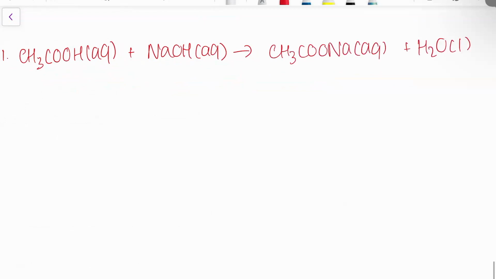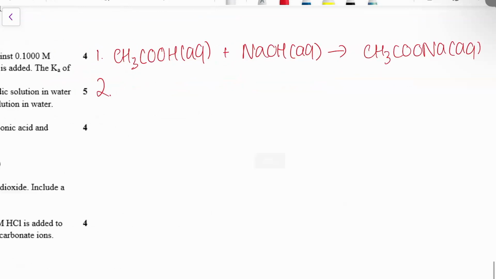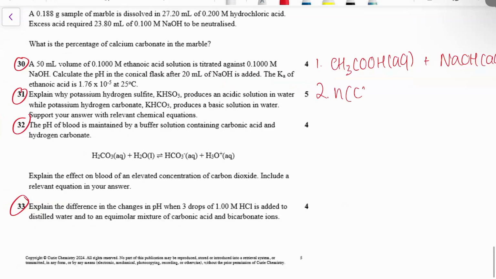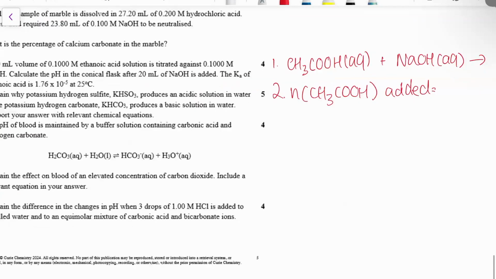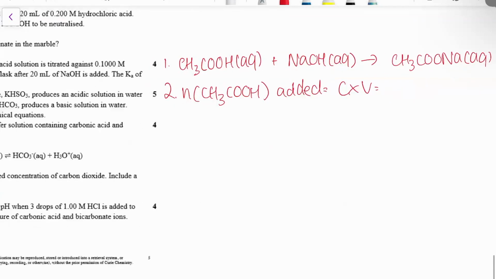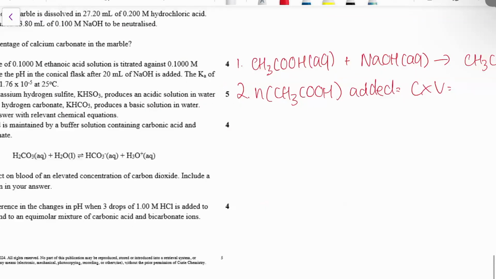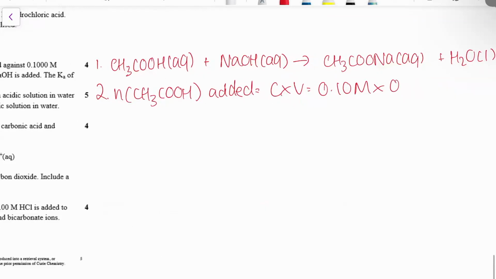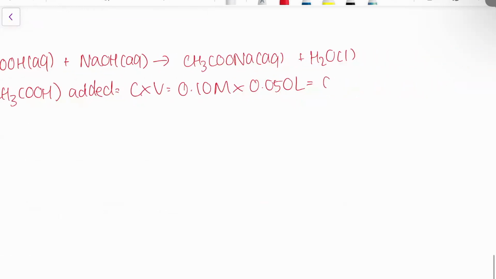Step number 2, calculate the moles of each acid and each base added. So moles of CH3COOH added. They've given you concentration, they've given you volume. So I'm going to do C times V: 0.1 molar, and then the volume was 50 mL, so that's 0.050 liters, which is 0.005 moles.